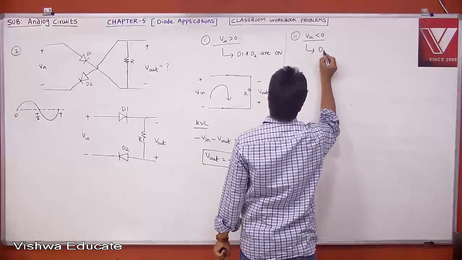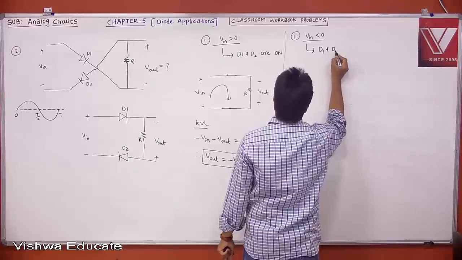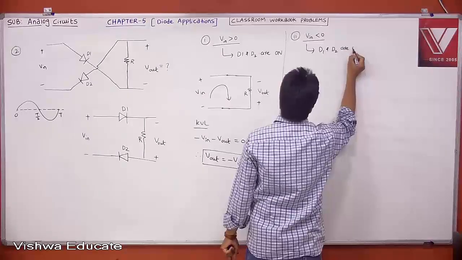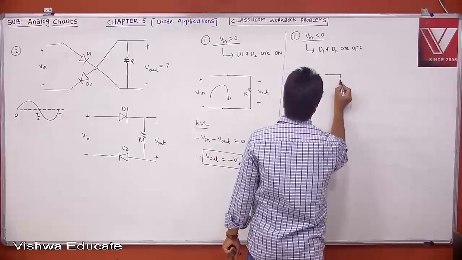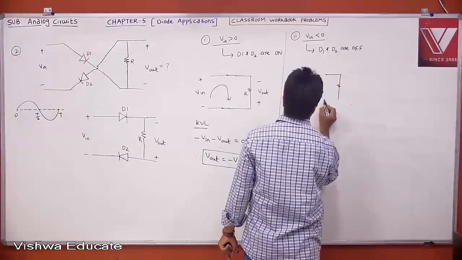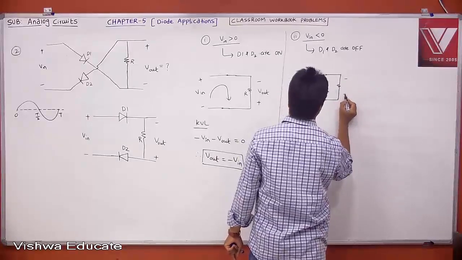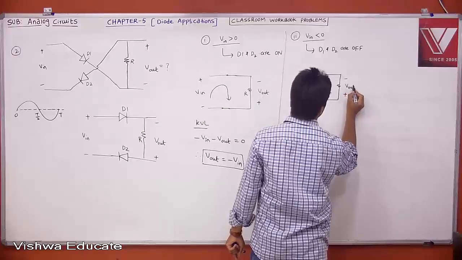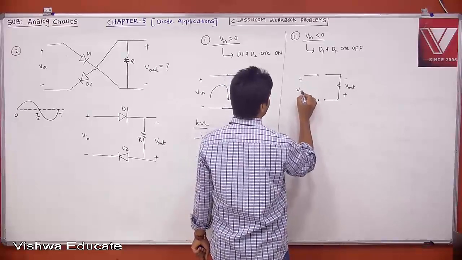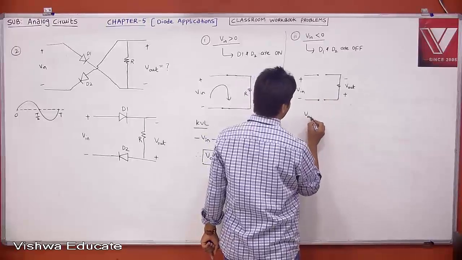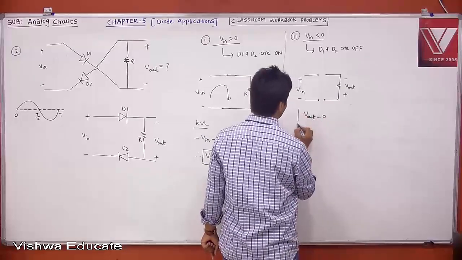Therefore, D1 and D2 are off. When they are off, what is your circuit? It is open. Then what is your V out? 0, no current flowing, right? Therefore, even though this is your V in, the representation, your V out is equal to 0.